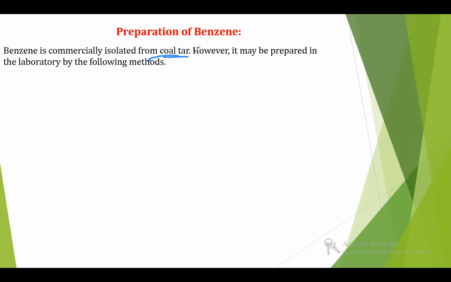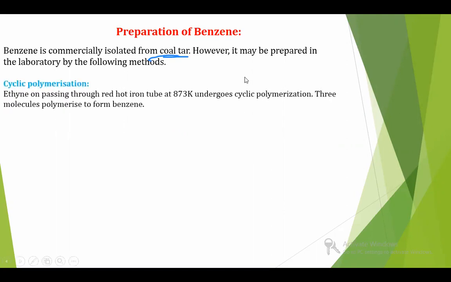The first one is from the chemical properties of alkyne, namely polymerization, that is cyclic polymerization. The carbon-carbon triple bonded compound, ethyne, is passed through a red hot iron tube at 873 Kelvin and undergoes cyclic polymerization. This gives the polymerization product, benzene.